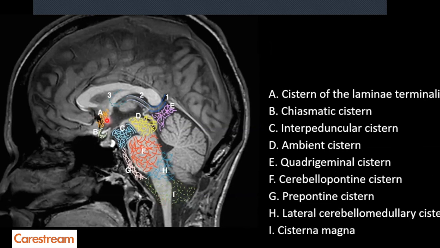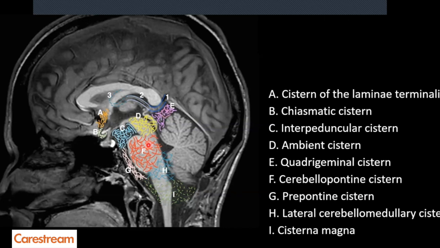So here the one which is marked as A is the cistern of lamina terminalis. As we know, this rostrum is going to continue into lamina terminalis, so this is the cistern of lamina terminalis. This is the optic chiasma, so this is the chiasmatic cistern. Here C, that is the cistern which is just ventral to the midbrain, and that is called the interpeduncular cistern. Here you have the area of the ambient cistern. As I already mentioned, the one which is posterior to the quadrigeminal plate, here E is the quadrigeminal cistern.